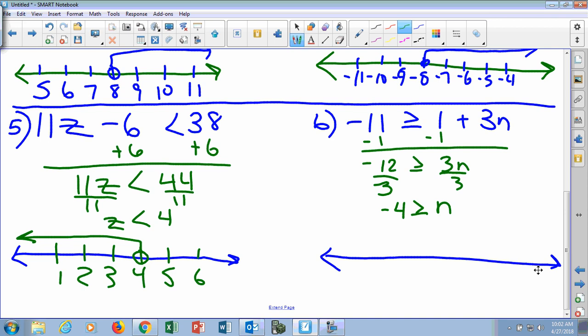Let's get that out of the way. All right, so here's negative 4. Here's negative 5. Here's negative 6. Okay, so here's at negative 4. Open or closed? Closed. And now which direction? Negative 4 is greater than or equal to any other number. It's to the left. It's like saying, if you go from the variable, you're saying less than, so it's this way. How many people got 5 and 6?